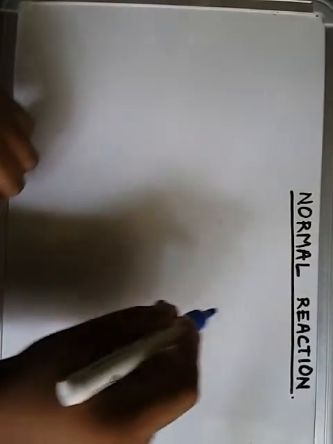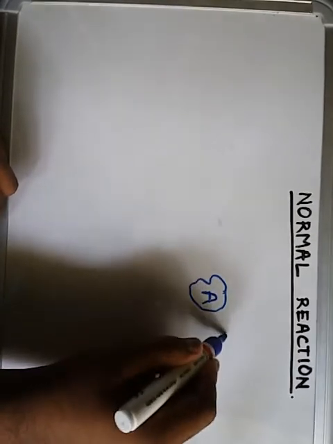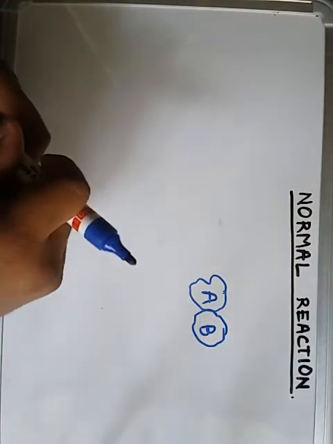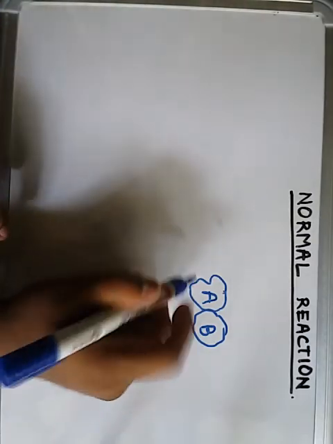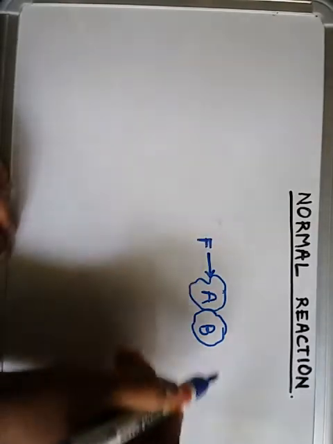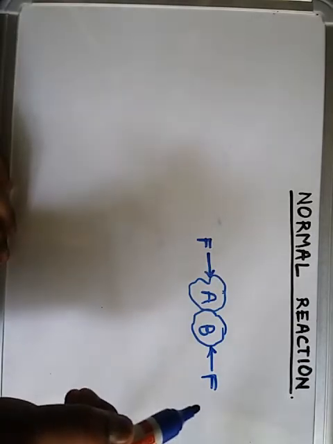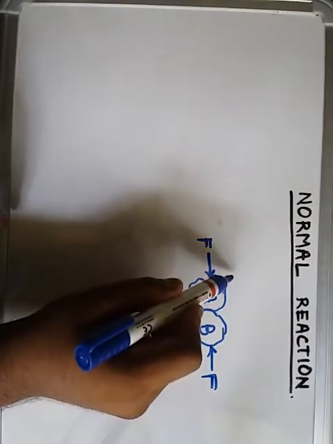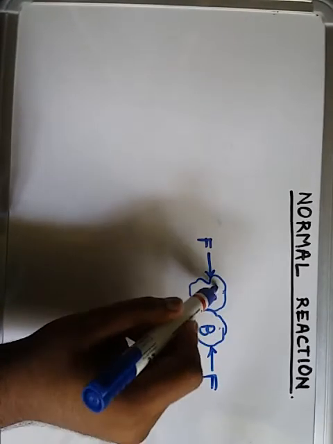Suppose we have two bodies A and B. Now we are pushing these two bodies with equal and opposite forces from either end. The entire system is at rest. That means these two bodies are separately at rest.